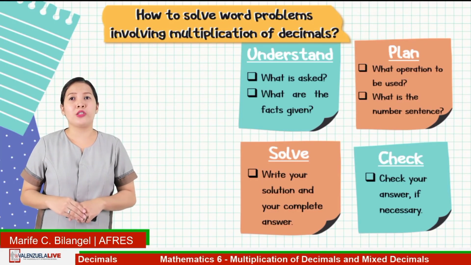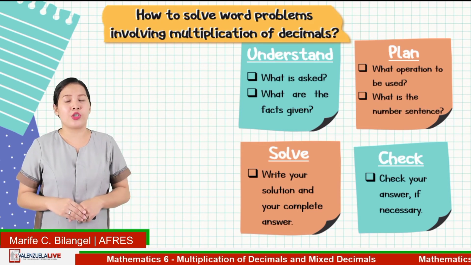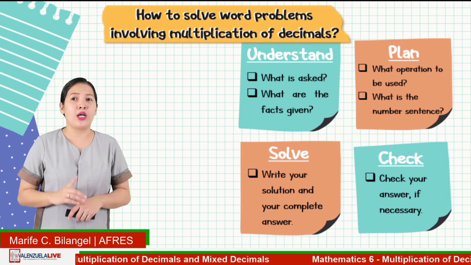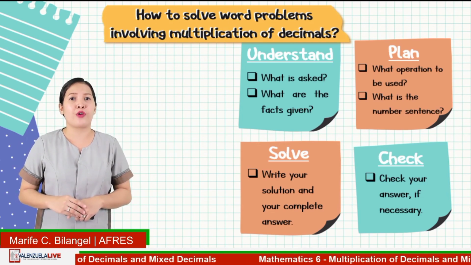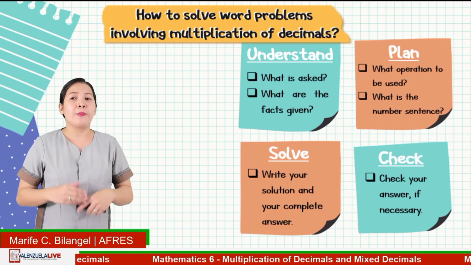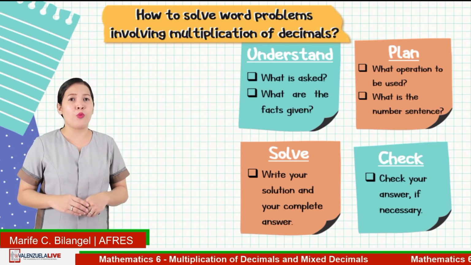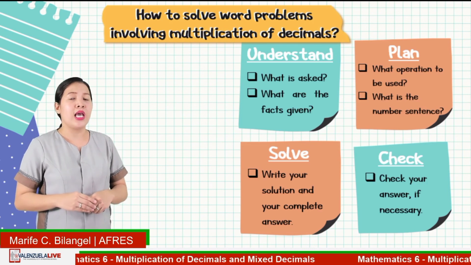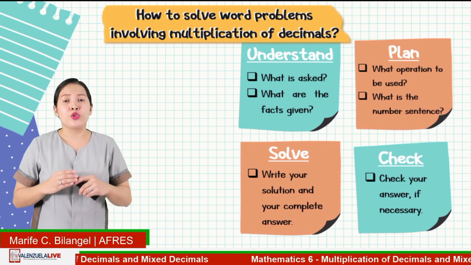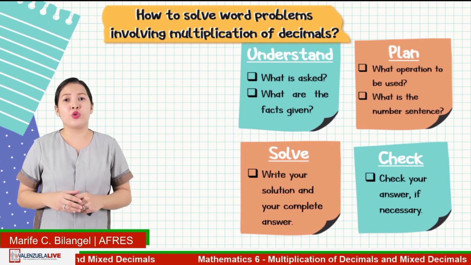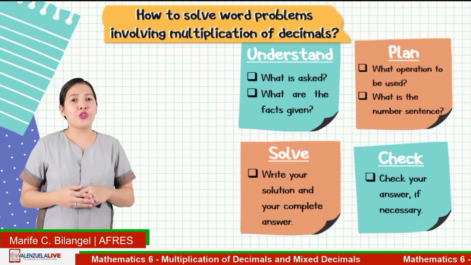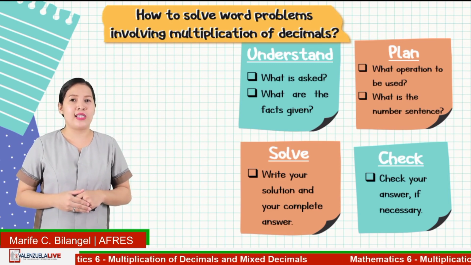How to solve word problems involving multiplication of decimals. We have 4 steps. The first step is to understand the problem by identifying what is asked and what are the given facts. Then plan how to solve the problem: what are the operations to be used and what is the number sentence? Third, solve the problem by writing the solution and your complete answer. And finally, check your answer if necessary.